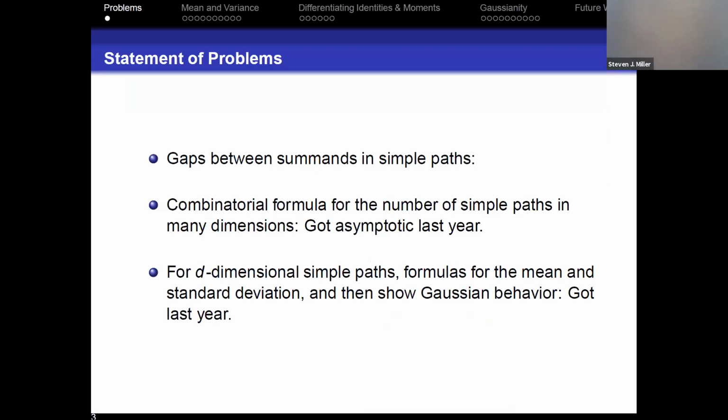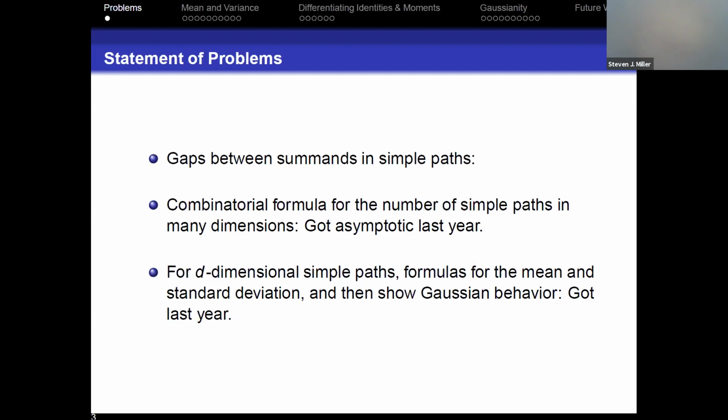So here's the stuff we were looking at last summer. We spent a very small amount of time looking at gaps between summands and simple paths. I had one person who looked at this just a little bit, but then moved on to something else, which is why I am giving that problem to you guys this summer. And it's not immediately clear what is the right definition to use for gaps, because now we're not talking about gaps between indices, which are just integers, but now pairs of integers.